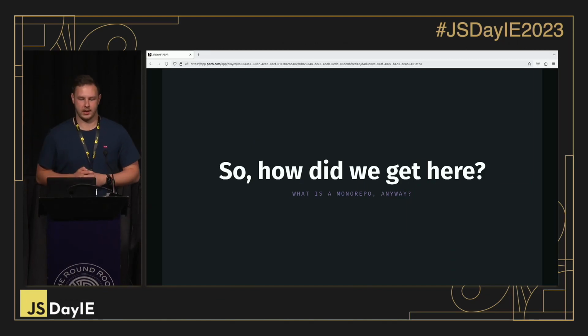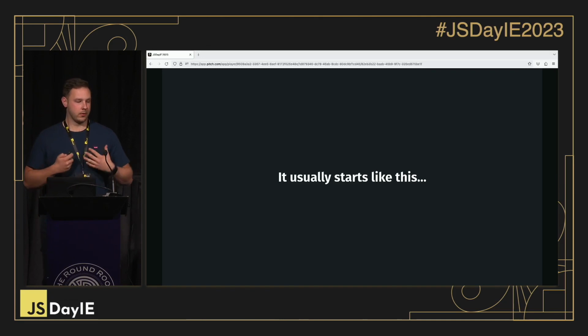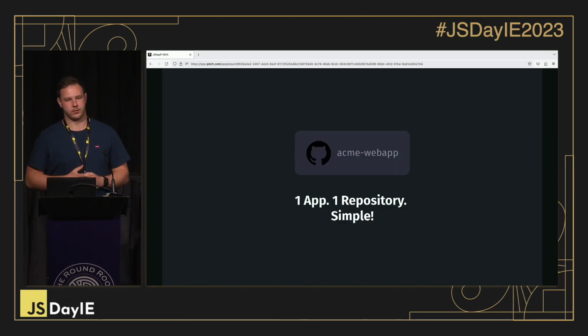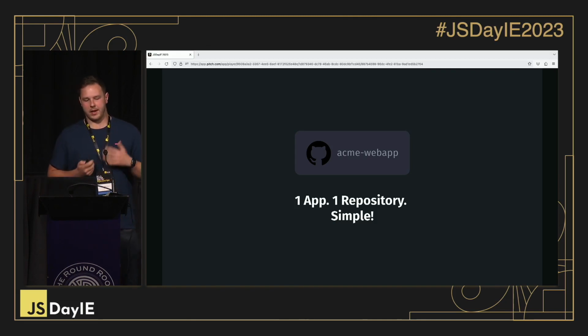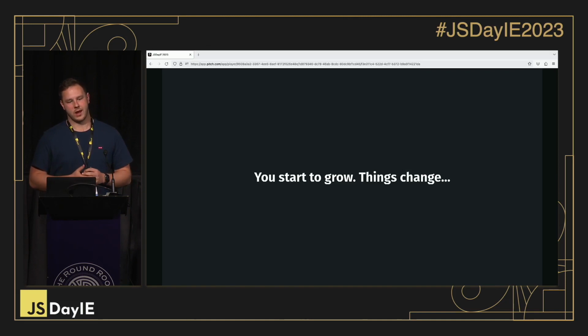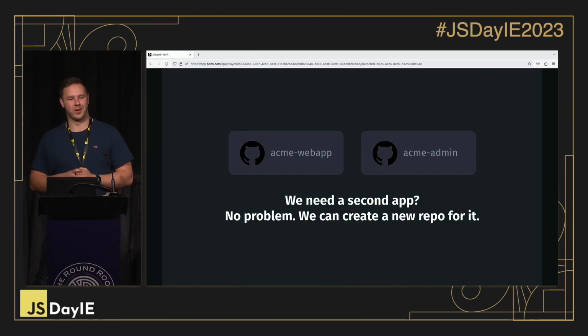So how did we get to the point where we need a tool like NX? Usually when a software company starts out, we'll start with something like this, where you've got a single app that you're building, and so you'll create a single repository. All the code goes in there, and different engineers from different teams can all contribute to it, and that's all great. But then as you start to grow and scale the business, things start to change, and eventually you end up with maybe a second app, and you say, okay, that's fine, we'll start up a second repo, and we'll put all the code for our new app in there, and we'll run it alongside the first one.